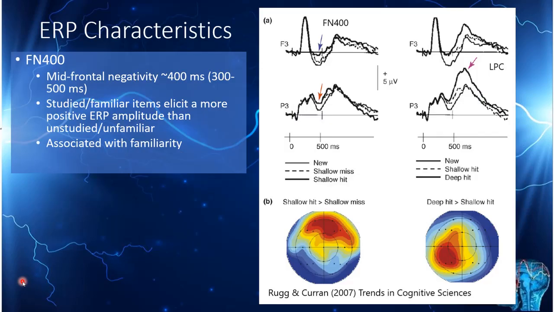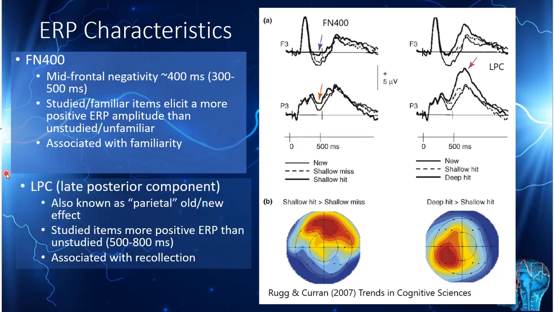And just some of the ERP characteristics quickly. It's the FN400, so it happens right about 400 milliseconds. The time window that's typically used is 300 to 500 milliseconds, although this can vary a little bit. And it's called an FN because it's a mid-frontal. As you can sort of see, the distribution here is mid-frontal. And it's a negativity, meaning the negativity for unfamiliar items. So familiar items are going to have a more positive ERP. Unfamiliar items have a less positive or more negative ERP during this time window. Now, the FN400 has been associated with familiarity. I went into the evidence for that association in the previous video.